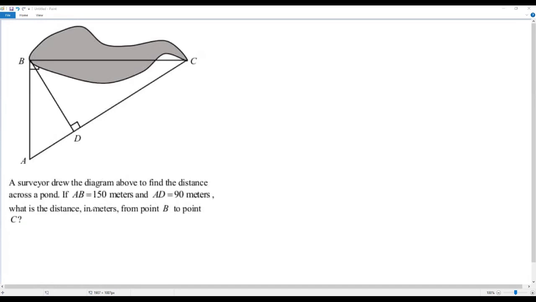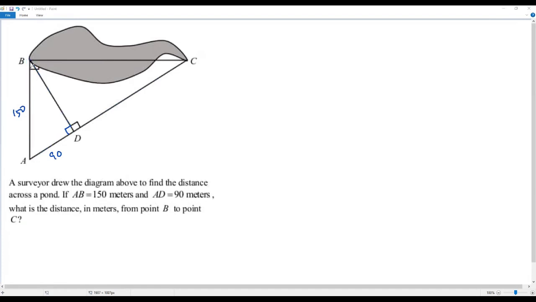B to point D? Okay, here we have the length of this line segment AB, that is 150, and the length of this line segment AD, that is 90, and we have to get the length of this BC, that is the distance from point B to point C. Here we have a right angle, and this side also will have a right angle. Now let's consider the two right triangles, the right triangle ABC over here and the right triangle ABD over here.